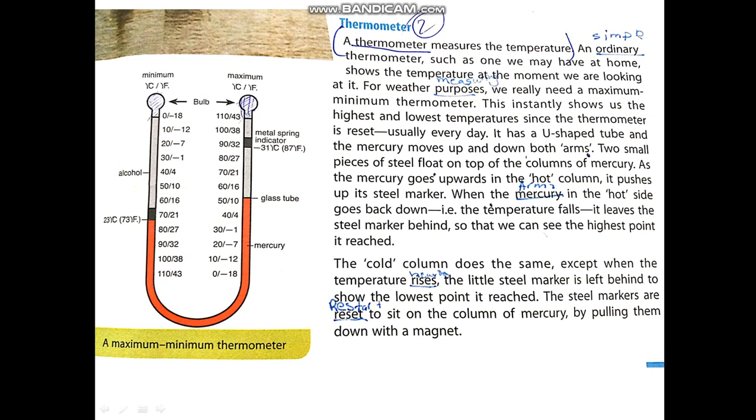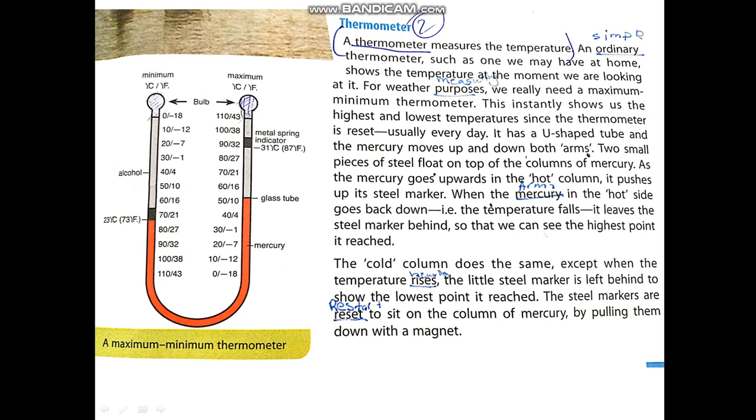There are two glass tubes, and inside, the red portion is the mercury. Mercury shows the exact temperature. The upward direction or the downward direction of the mercury, or these readings, show the temperature, the maximum or the minimum temperature. For the minimum temperature, look at the left side of the diagram.